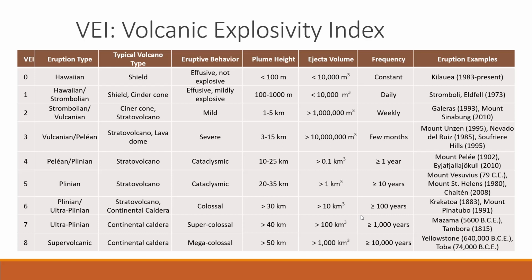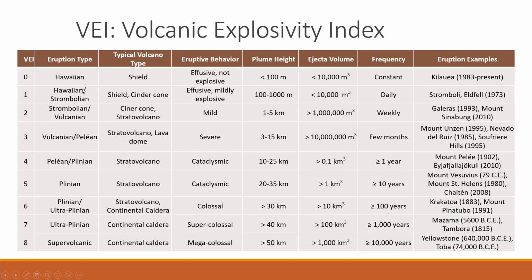I've said this before and I will say this again. In the Earth, big things tend to happen not as frequently, which is a good thing, and small things happen very frequently. So we see that on this chart as well. So the lower the VEI, the more frequent they are. The higher the VEI, the less frequent. So things that are super volcanoes do not happen very frequently, which is a good thing.